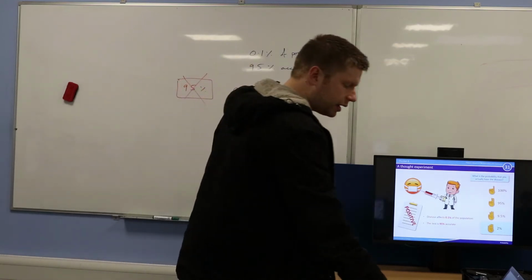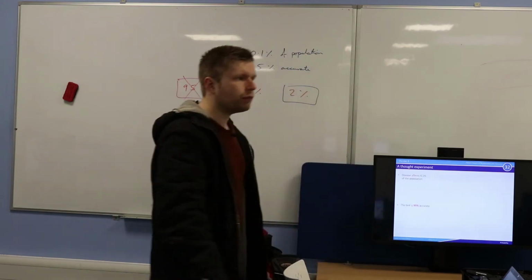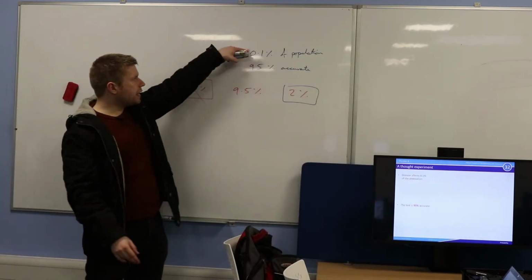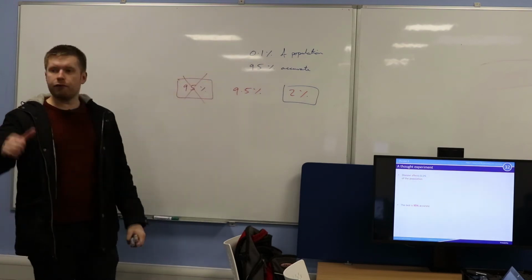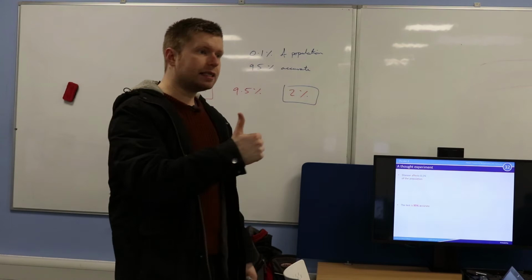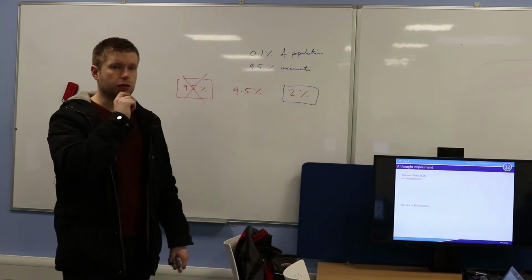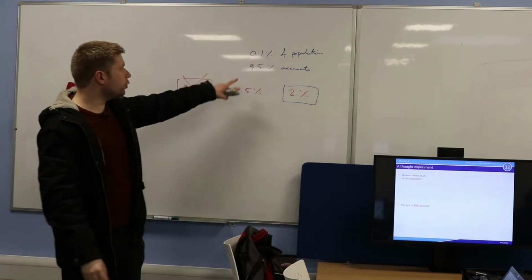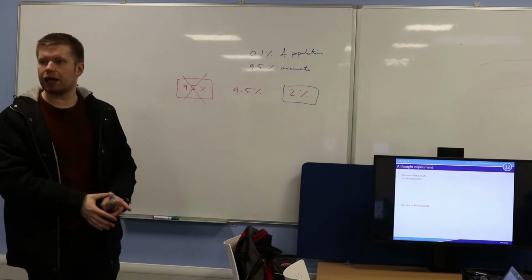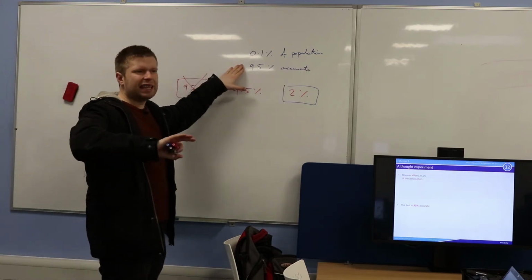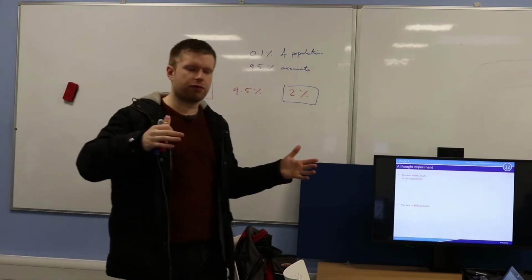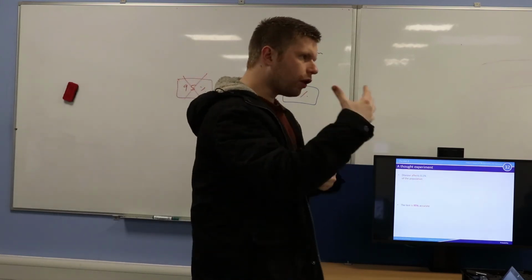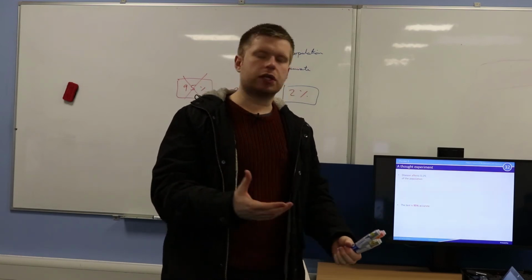Now, let me try and illustrate why. I've given you these two pieces of information. I've told you that the disease affects 0.1% of the population, and I've also told you that the test is 95% accurate. Now, to be honest with you, this is a little bit ambiguous, okay? 95% accurate can mean a couple of different things. So I want to try and illustrate this to you in an intuitive way.